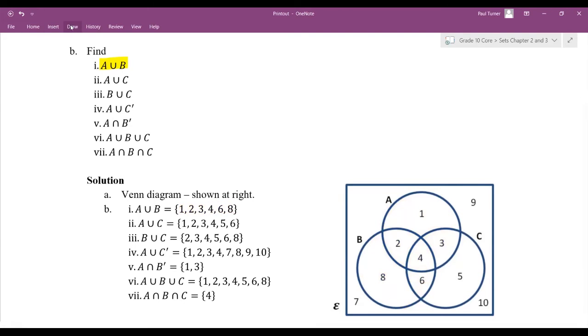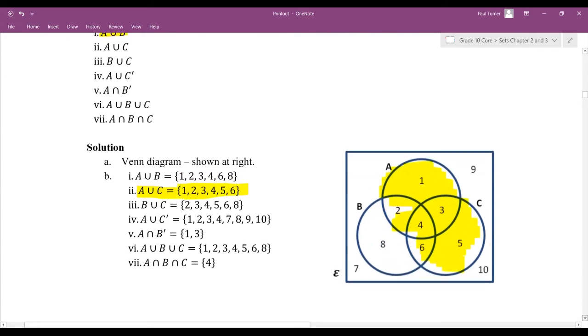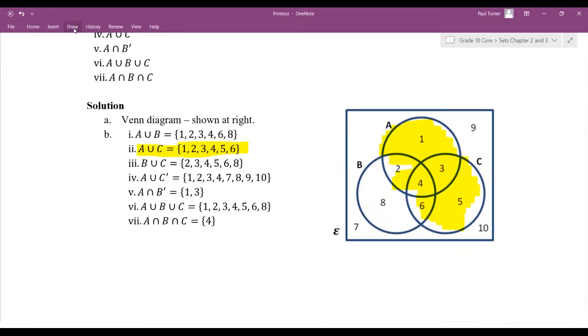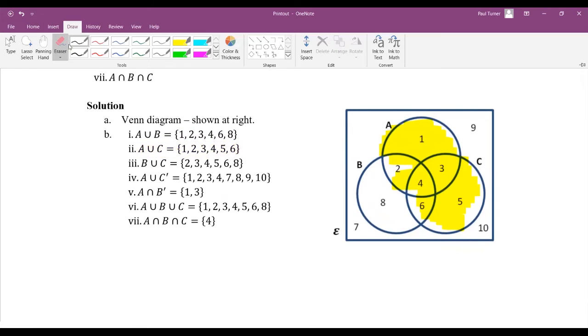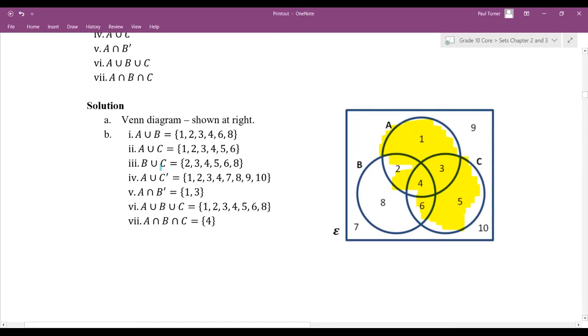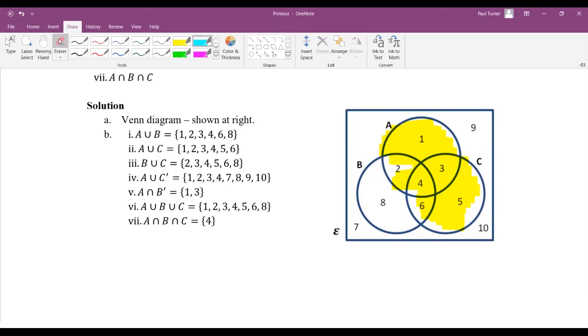How about A union C? A union C would be everything in A union C here. Okay, this one here. So we've got 1, 2, 3, 4, 5, 6. That's A union C. And then the next one, it's pretty easy, isn't it, once you get a hang of it? So let's erase the yellow.